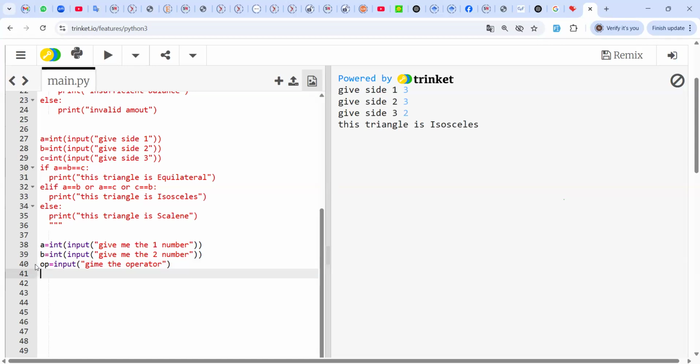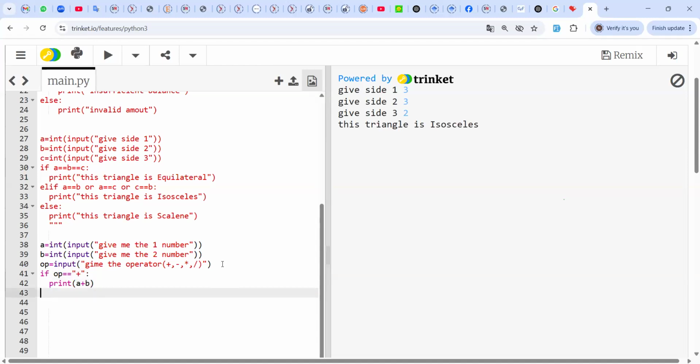Now we are going to test the operator. Among the operators, we have 4: plus, minus, the multiplication and the division. So if the operator is equal to plus, we have to print A plus B. Yes, good job. A plus B.